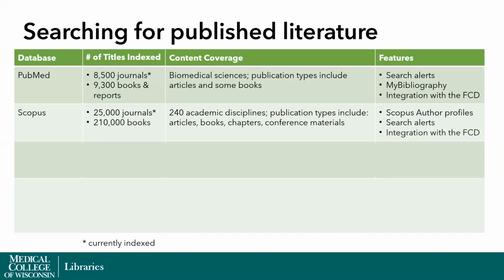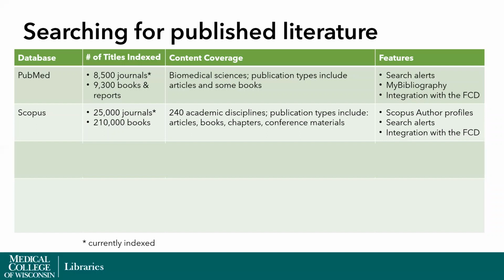Scopus is another database you might use to search for publications. And you can see here the number of titles indexed in Scopus is far greater than what you'll find in PubMed. Scopus also goes outside of biomedical sciences into all academic disciplines. So if you're working with research teams who are publishing on topics like some of the harder sciences or sociology, criminology, urban design, climatology, things like that, you might not find all of their publications in PubMed, but Scopus would be another place to look for those.